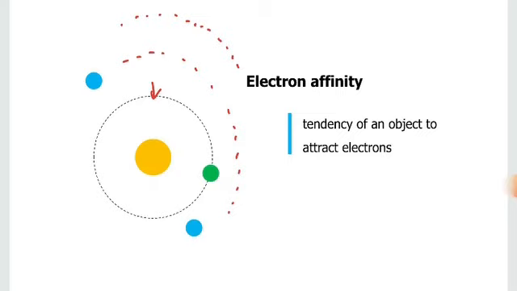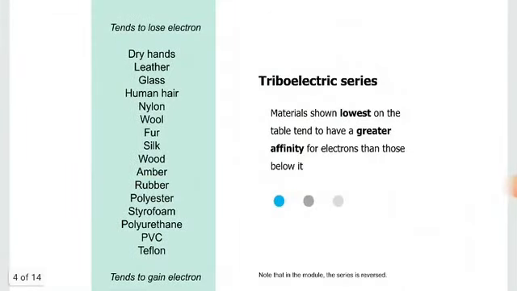So, syempre, kung sino yung mga atoms na meron pang kakayahan na mag-accommodate ng more electrons sa kanilang outermost shells, sila yung may mas mataas na electron affinity. They have the tendency to attract electrons. There's another term, no? Triboelectric series.